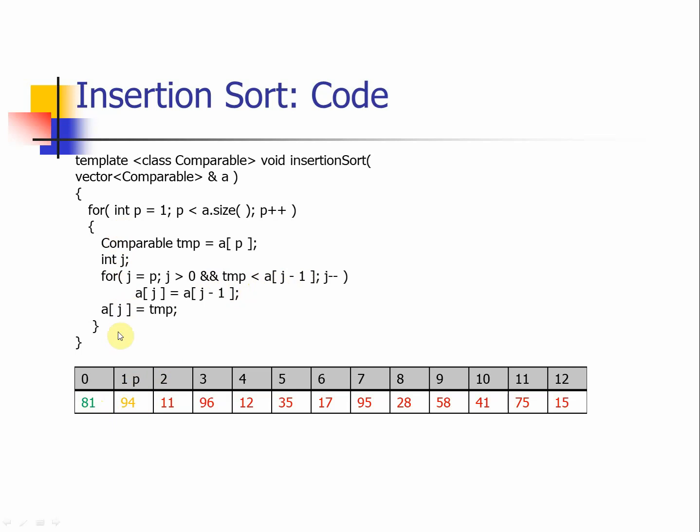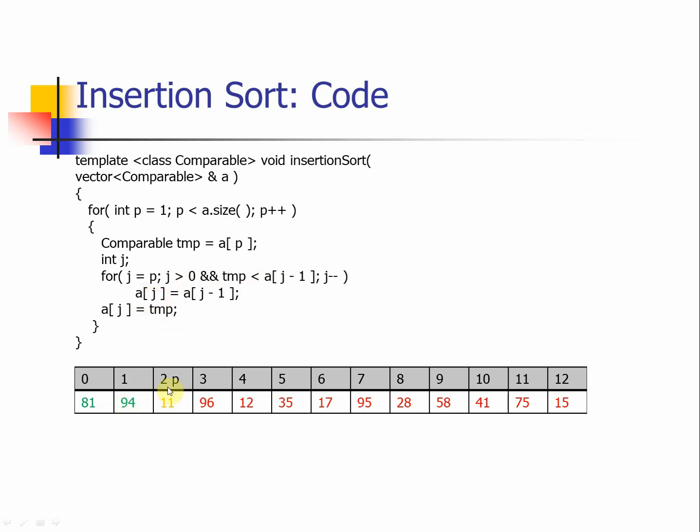And therefore, the loop will go back and come back over here, and we will move p to the next location. So now when p equals 2, we store the value of 11. Now j equals p, which is 2. We need to test whether or not this is a true statement. j is greater than 0, that's true, and temp is less than a of j minus 1, which is 94, and that's also true. So we need to swap the two values.